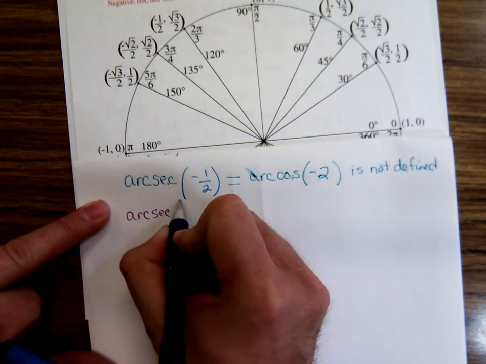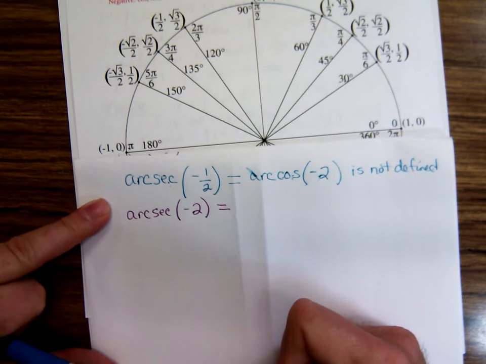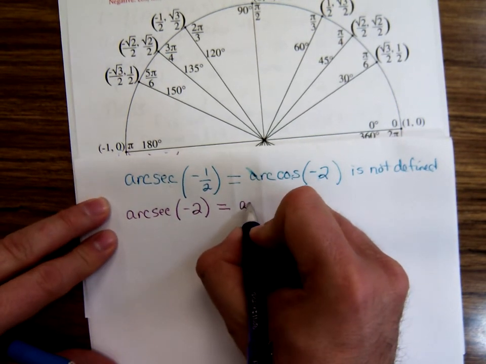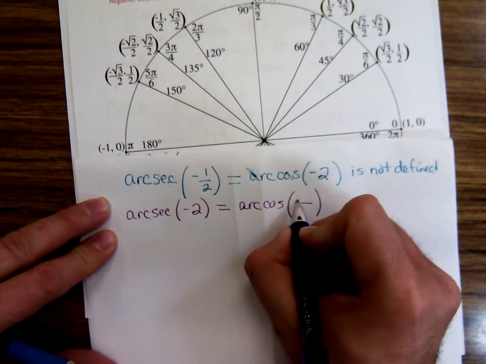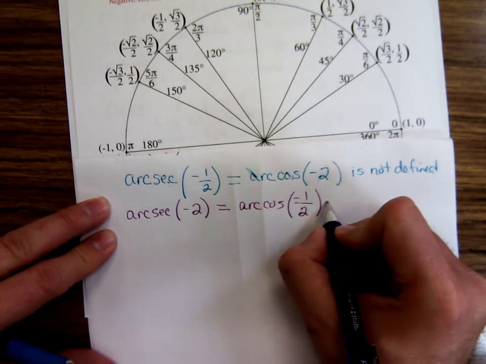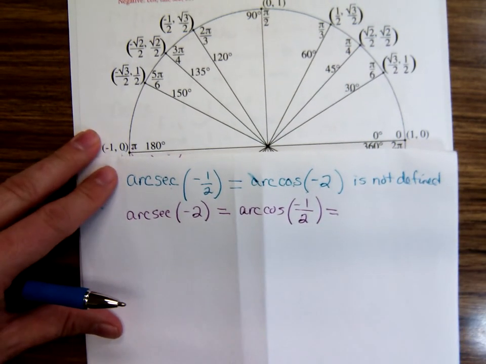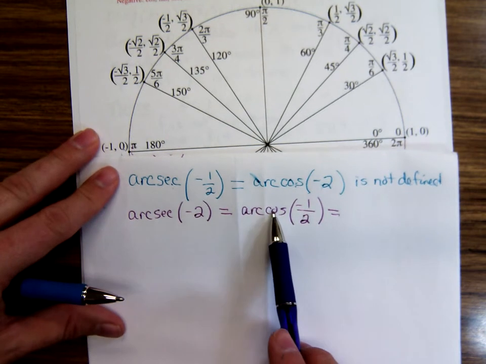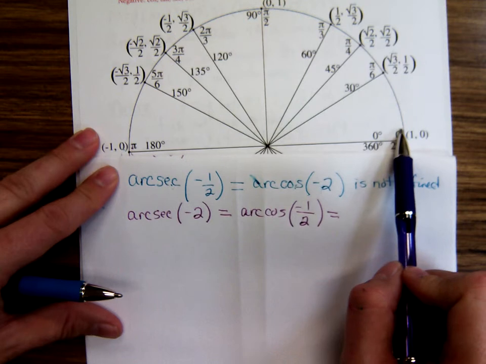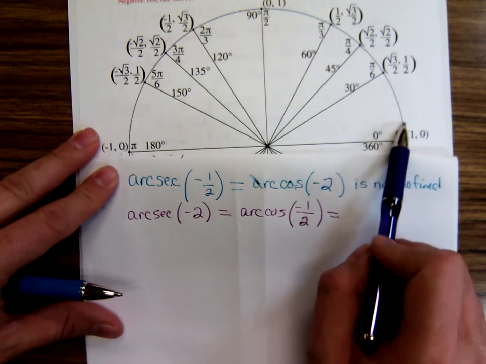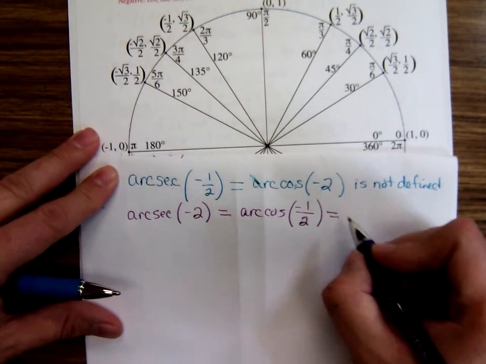Arc secant -2 would be arc cosine what? -1/2. And have we done that one? Well, even though we have, I'll do it as if we haven't already done it. Inverse cosine is 0 to pi. So looking through here, where is cosine negative 1/2? The 120 or 2 pi over 3?